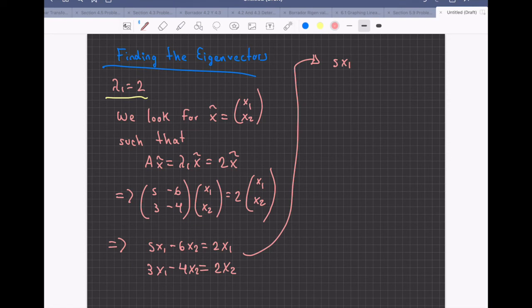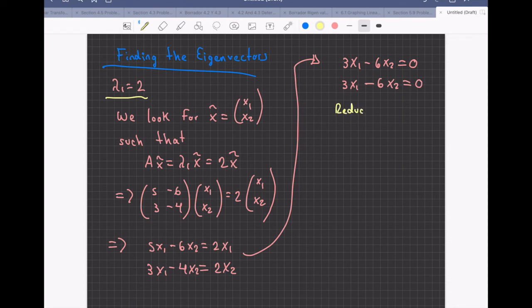No, I'm sorry. This is 5 minus 2 is 3x1 minus 6x2 equal to 0. And now here subtract 2x2 is going to be 3x1 minus 6x2 equal to 0. So notice again we have the same equation. So this means we have infinitely many solutions.